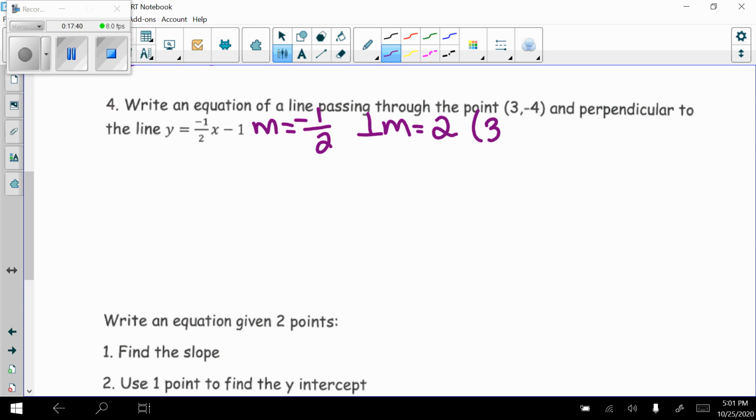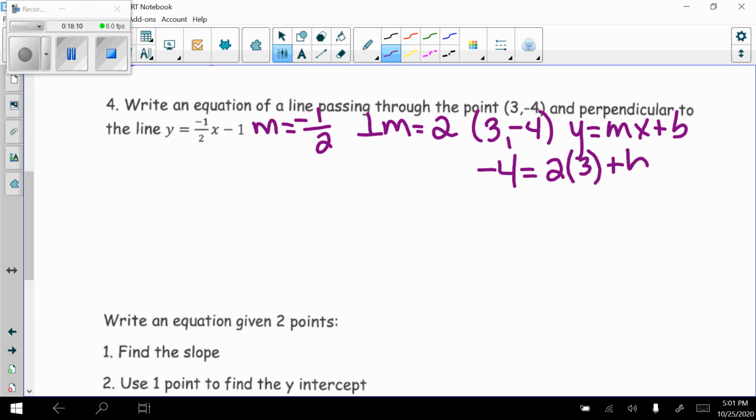The point 3, -4. Plug into y equals mx plus b and solve for b. So what are we going to put in place of y? It's the y value of the ordered pair they gave us. -4 equals, what did we find the perpendicular slope to be? 2 times, what is the x value of the ordered pair they gave to us? 3 plus b.